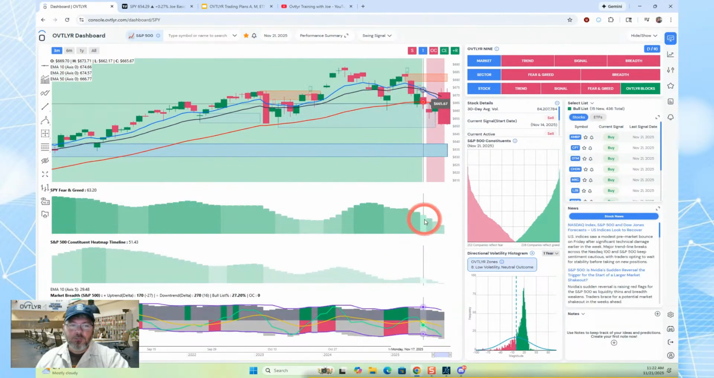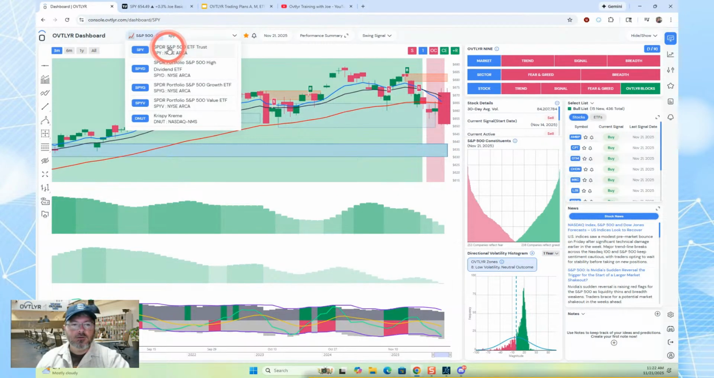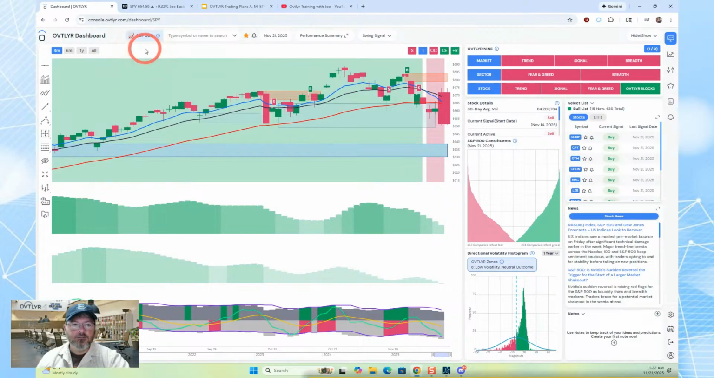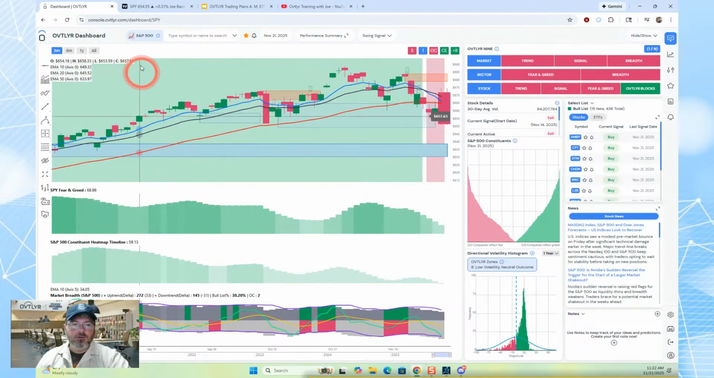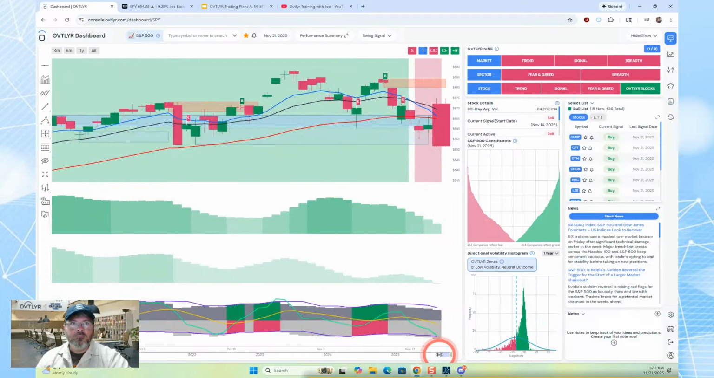We're talking about the SPY. So the first thing we're going to want to do is go here and type SPY into the search box. And it's going to suggest we click right here. The SPY is going to show up. Again, SPY being the S&P 500 ETF. Let's zoom in a little bit by hitting this slider on the bottom.